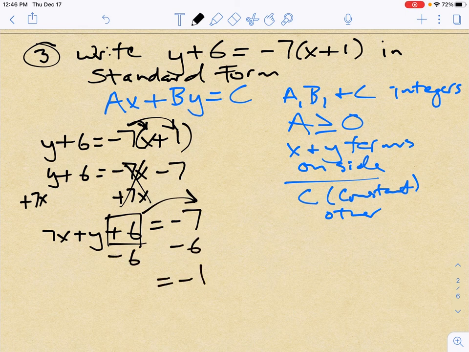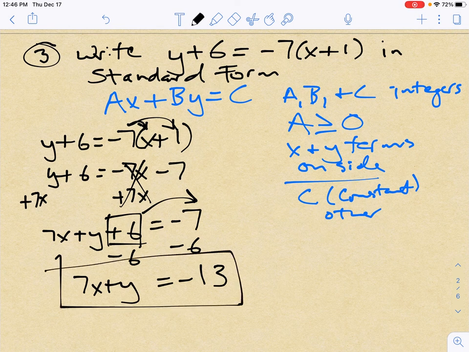So when I do that, you subtract 6 from both sides, you get 7x plus y equals -13, and lo and behold, you have an equation that is in standard form. My a is 7, my b is 1, and my c is -13, which is totally cool. All right. That's it. Next video, we'll go over problems 4 and 5.